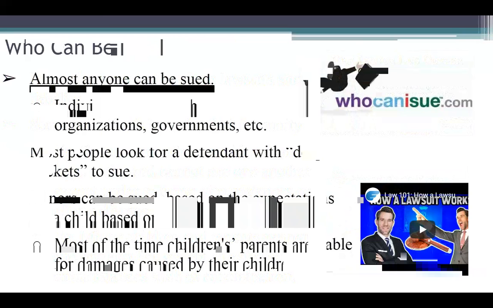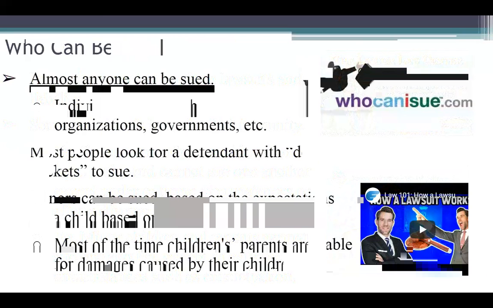Immunities. Immunity is a protection from a lawsuit and liability, and not too many people have immunities, right? We're just going to go over a couple basic ones, right? So some individuals have familial immunity.